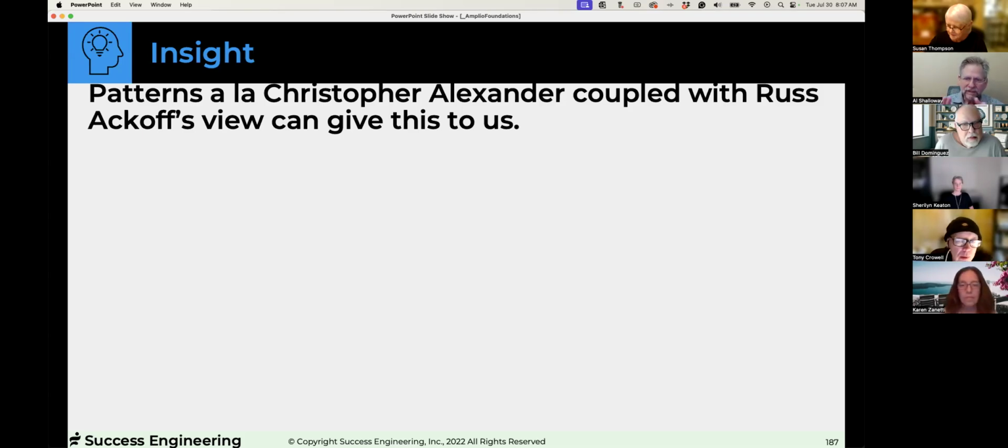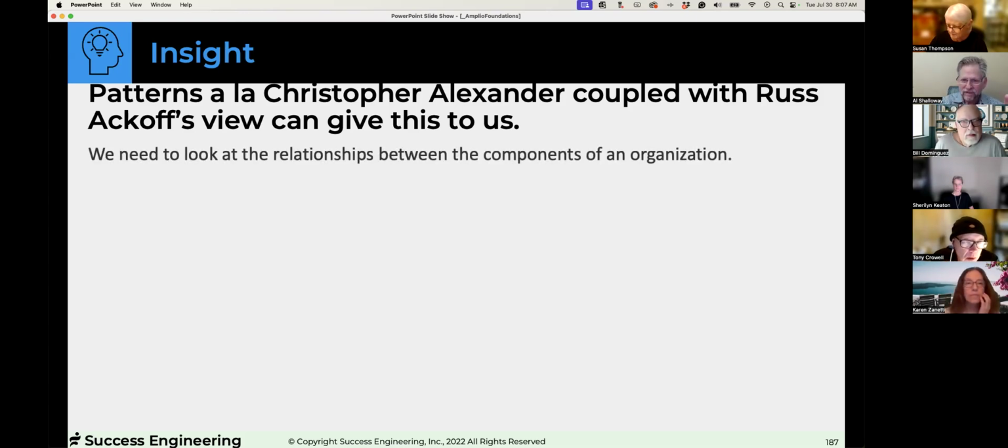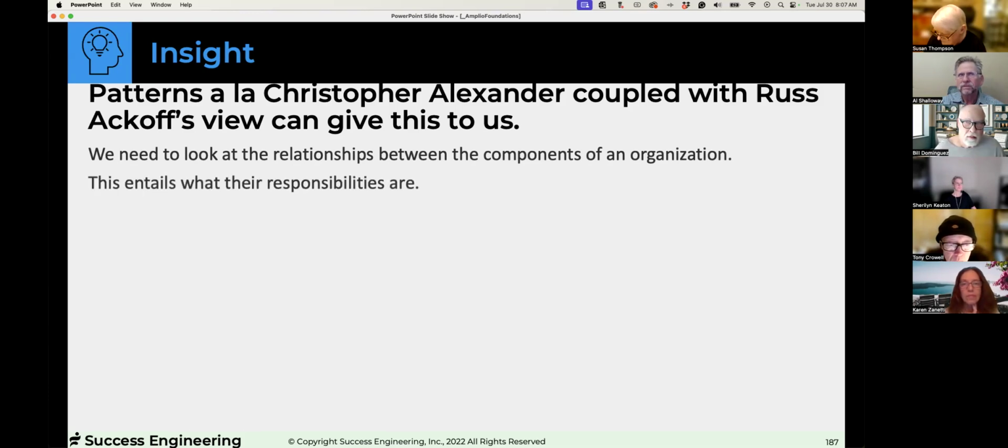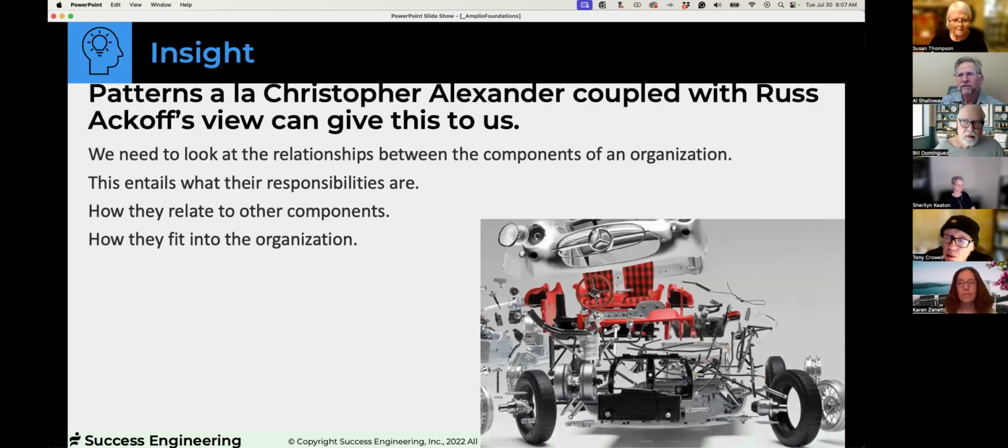Okay, now there's an interesting relationship between Chris Alexander's stuff, which I've not talked about, coupled with Russ Ackoff's view that I have talked about. So I'm going to review Russ Ackoff's stuff a little bit here because it's important. Basically, he talks about we need to look at the relationships between the components of an organization because that's how systems are defined. This entails what their responsibilities are, how they relate to other components, how they fit into the organization.